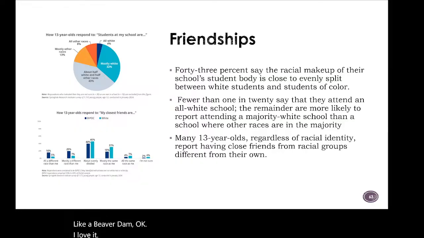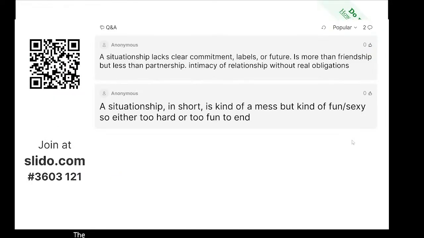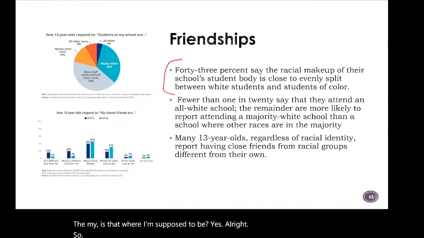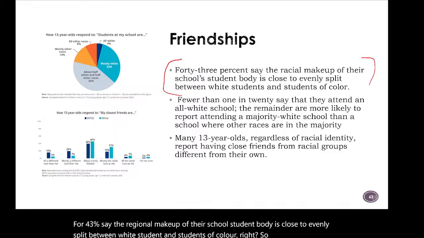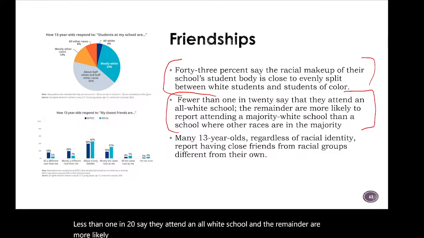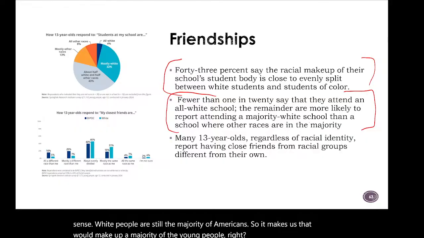Okay. Is that where I'm supposed to be? Yes. All right. So, for 43%, say the racial makeup of their school student body is close to evenly split between white students and students of color, right? So right there, you've got your racial diversity. Less than 1 in 20 say they attend an all-white school, and the remainder are more likely to report attending a majority white school, which again makes sense. White people are still the majority of Americans, so it makes sense they would make up a majority of the young people, right? No conspiracy. Majority white school, or a school where other races are in the majority, right?